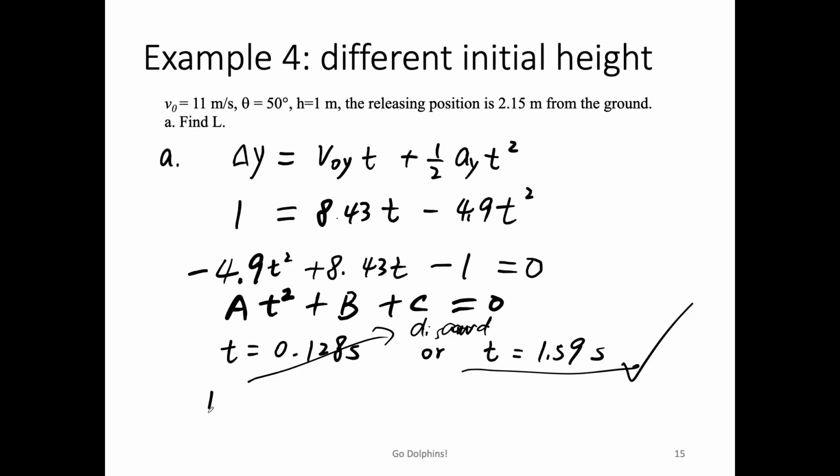And so the horizontal range is v0x times the t I just solved, 1.59, which gives me 11.24 meters. Now apparently this is a 3-point error.